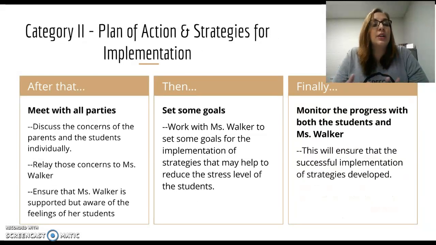And as a part of that, after that, I think it would be important to meet with all parties to discuss the concerns of the parents and the students individually, relay those concerns to Ms. Walker, and make sure that when you're relaying those concerns that you are supporting her and just ensuring that we want to make her classroom successful. There was a reason that she was hired. She's highly qualified, and you just want to make a better environment for everyone.